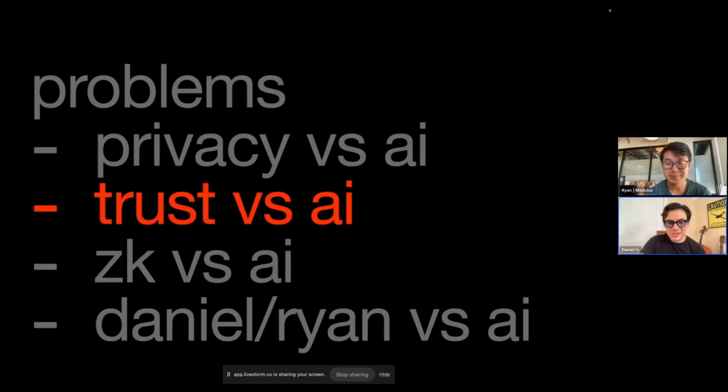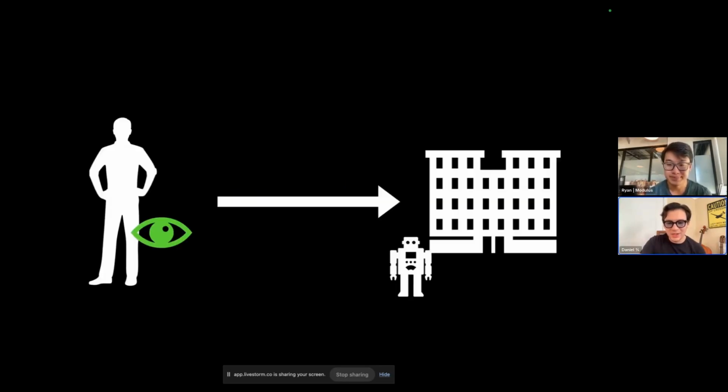The problem that this gives rise to, however, is around trust. And we're going to get to exactly how in just one moment. All right, so now the data is with the user.